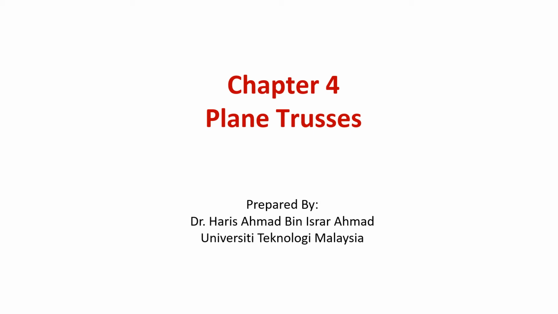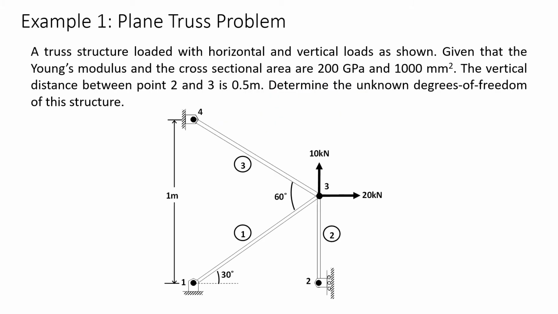In this second part, we will discuss the example of plane truss problem. In this example 1, we want to solve the unknown degrees of freedom of this truss structure, where it has been loaded with a horizontal load 20 kN and a vertical load 10 kN at node 3.